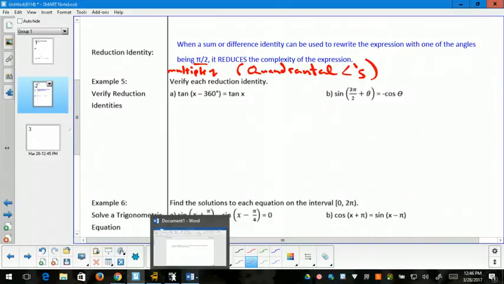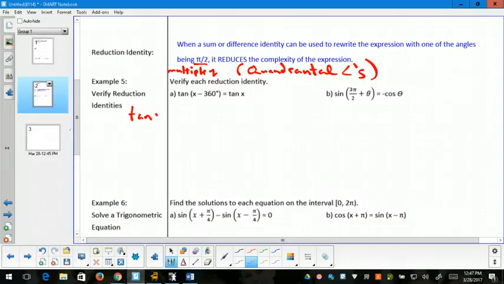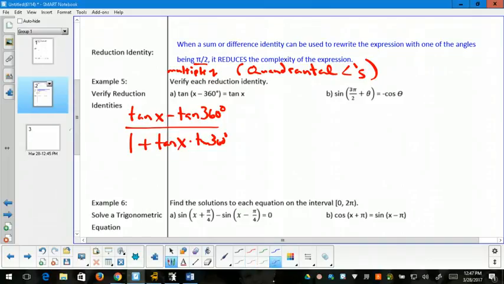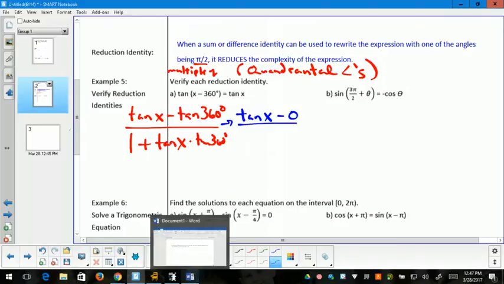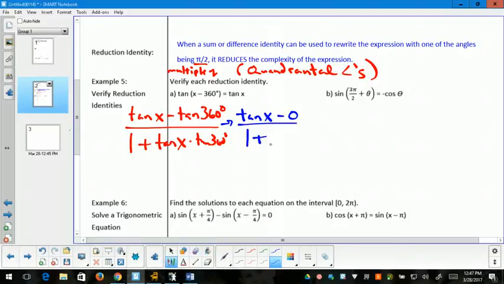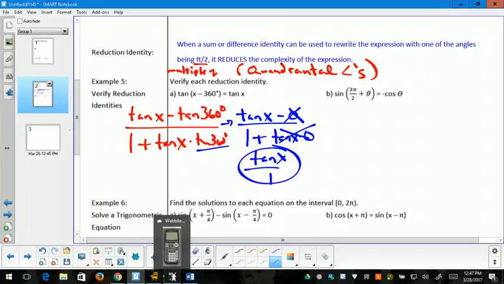So here we go, we have tangent of x. We're supposed to verify these reduction identities. Well, for tangent, we're going to use the difference of tangents, which is tangent of x minus tangent of 360 degrees all over 1 plus tangent of x times tangent of 360. Well, tangent of 360 degrees is 0. So this gives me tangent of x minus 0, which is just tangent of x. And on the bottom, I have 1 plus tangent of x times 0. So that's gone, leaving us with tangent of x over 1. It greatly reduced the complexity of the expression. So this is a reduction identity.